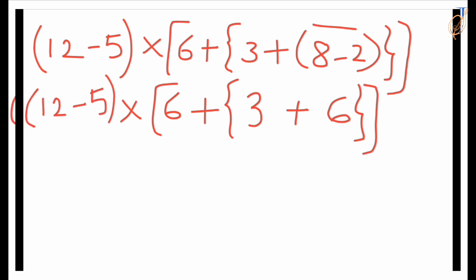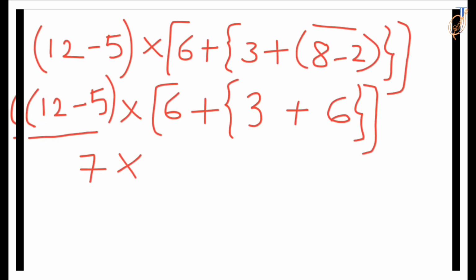After the line bracket, which operation are you going to use? You are going to use small brackets. So which is here, 12 minus 5 is 7. After that, you have to do the curly bracket. So here 3 plus 6, 3 plus 6 is 9. 6 plus 9. Then big brackets.